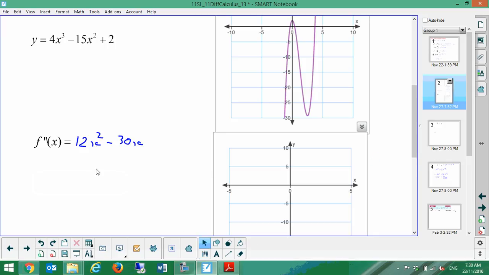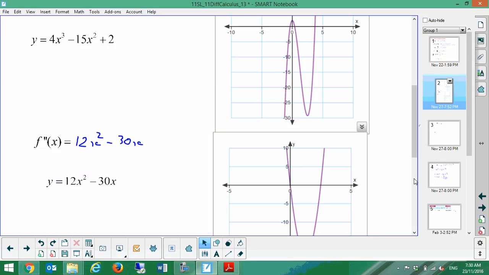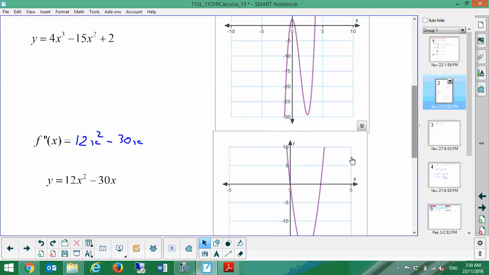Let's graph this one. There we are, that can come onto our graph. And see, we're going from a cubic down to a quadratic. So this is telling us we've got a zero gradient here and here on this graph. So there's our maximum and our minimum, which are the zero gradients.